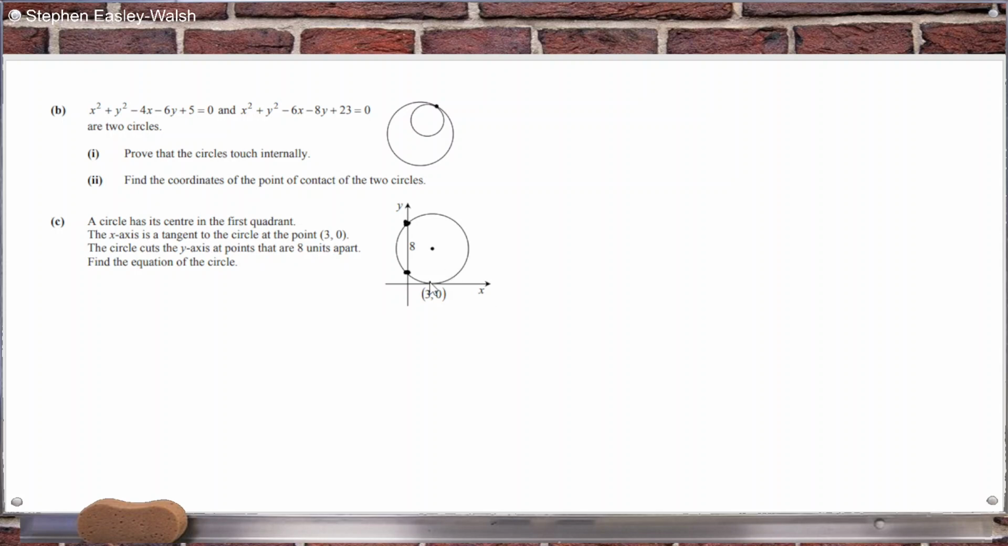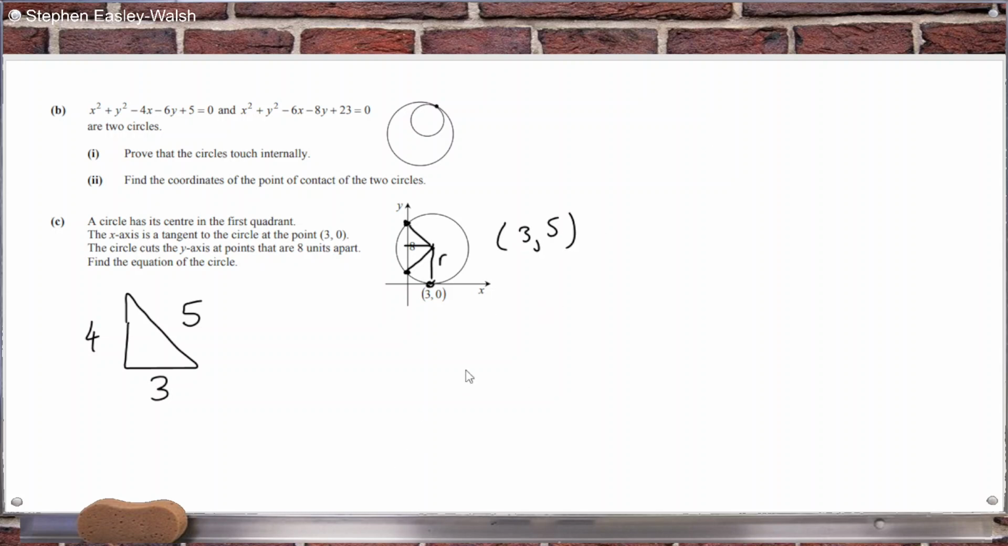Okay, well here's 3. So I can draw a little triangle here. The base of it is 3 and that's 4. So the radius is 5. So I know the radius is 5, and now I know the center. The center is at 3, 5.